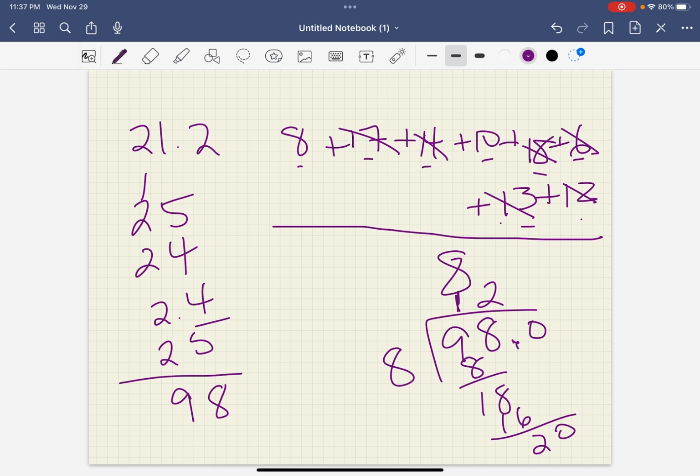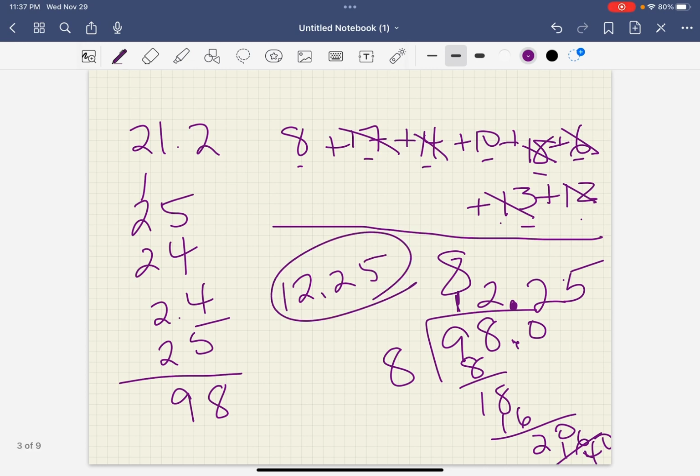Okay, how many times is 8 going into 20? Bring this decimal straight up here. It goes in there twice, right? 2 times 8 is 16, and then we subtract. We have 4, bring down the next 0, so it would go in there evenly at 12.25.